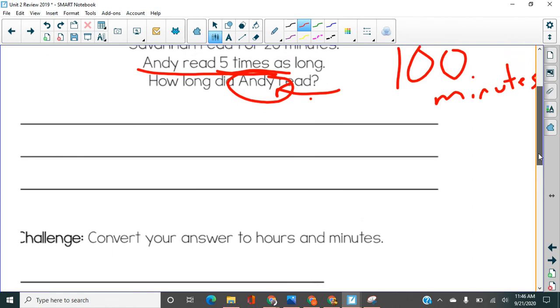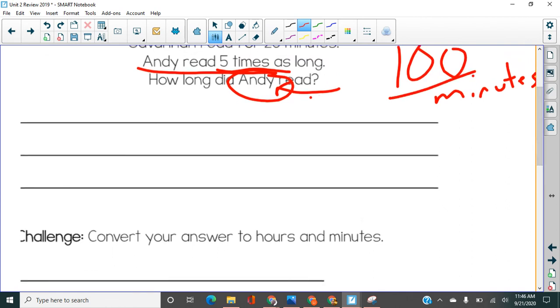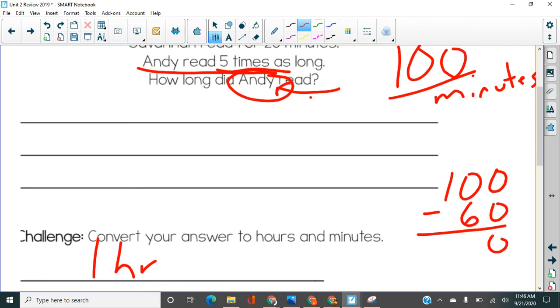Convert your answer to hours and minutes. Well, I know that 60 minutes is an hour. So I'm going to have 1 hour. And let's see, if I take 100 and I take out that hour, then 10 minus 6 is 4, so 40. See, I borrow like that. Okay, so 1 hour and 40 minutes is how long he read.